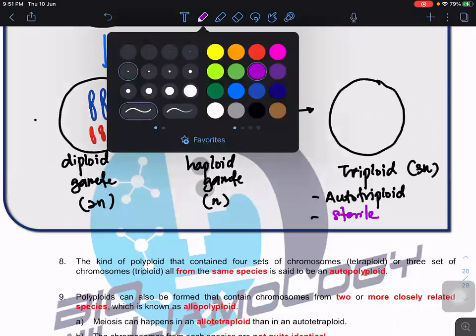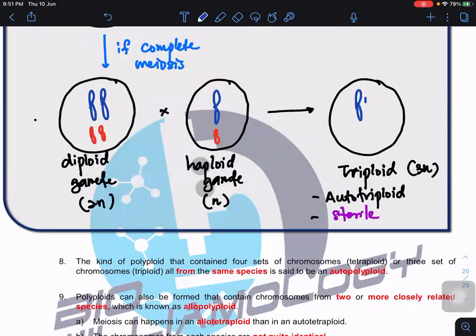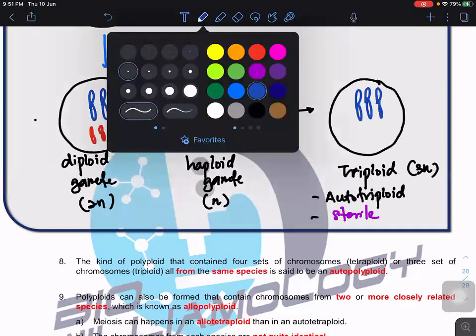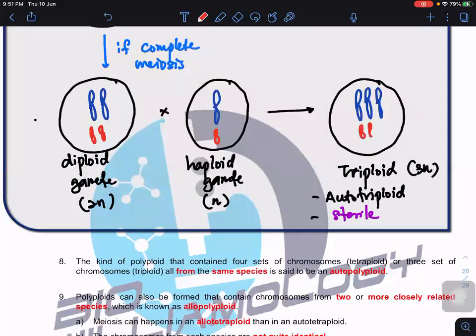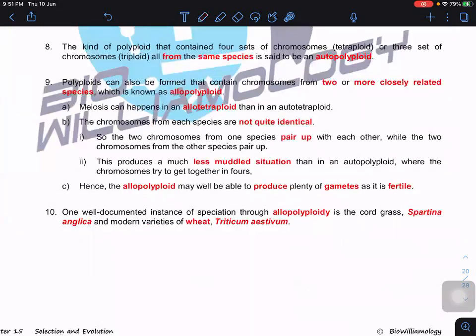Why sterile? Because they're going to have three sets of chromosomes. So with three sets, how can they actually align? They can't align and they can't pair up during prophase 1. So that's why 100% sterile. So these kinds of polyploids that contain four sets of chromosomes, tetraploid, or three sets, all from the same species, we call autopolyploids, or autotriploids or autotetraploids.